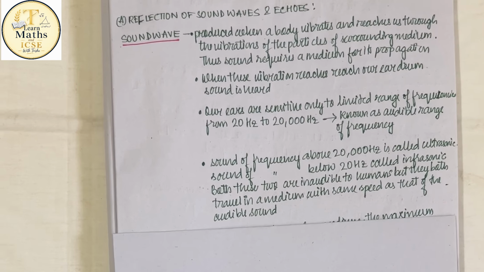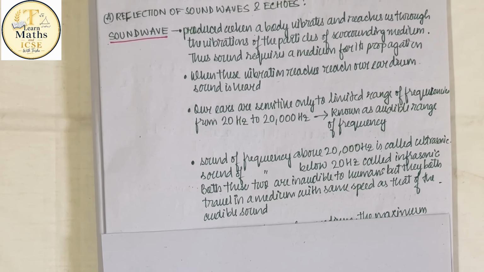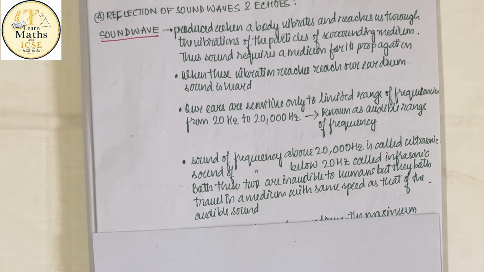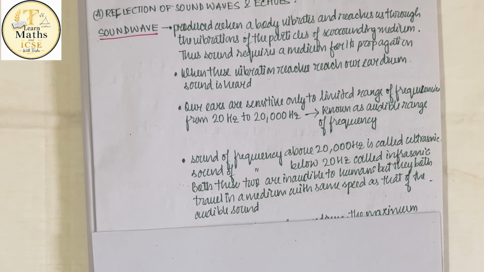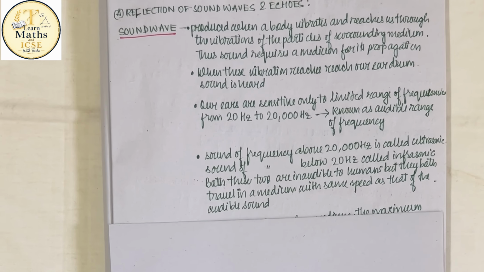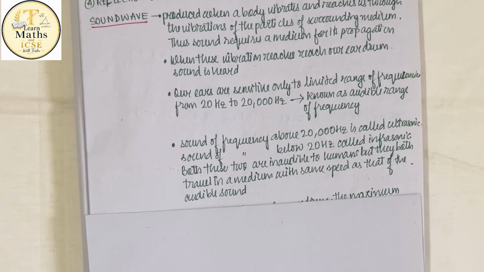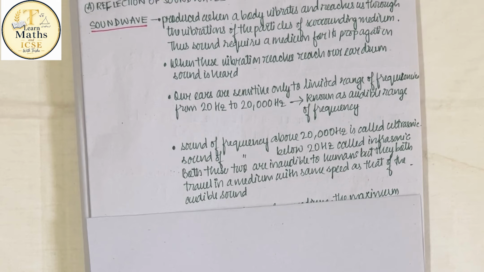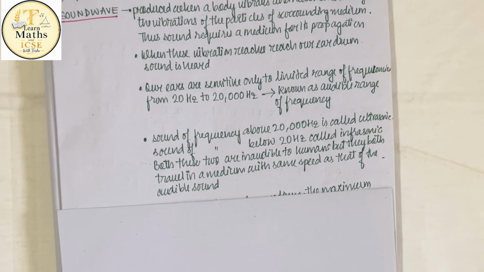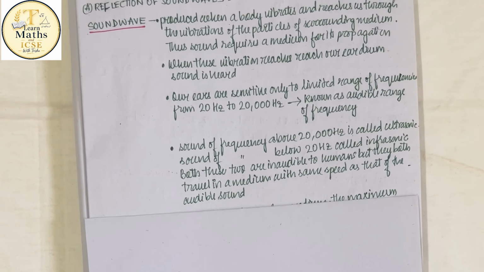We all know that. Again, for our ears, we hear only a limited range of frequencies, that is 20 hertz to 20,000 hertz. That is known as the audible range of frequency. Sound of frequency above 20,000 hertz is called ultrasonic, below 20 hertz is called infrasonic, and both of these are inaudible to humans because we cannot hear that level of frequencies. They also require a medium and have the same speed as audible sound.